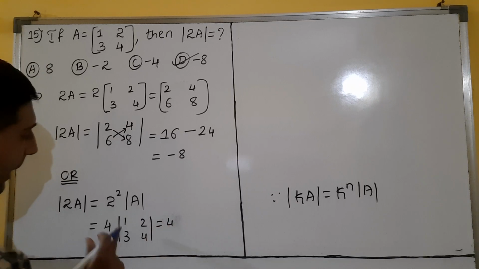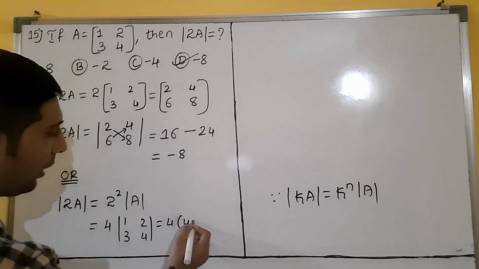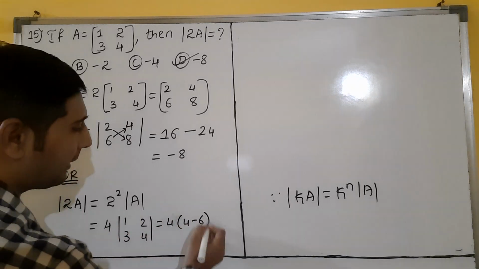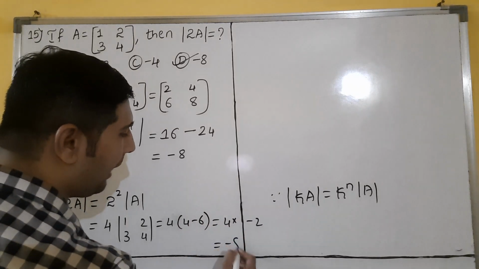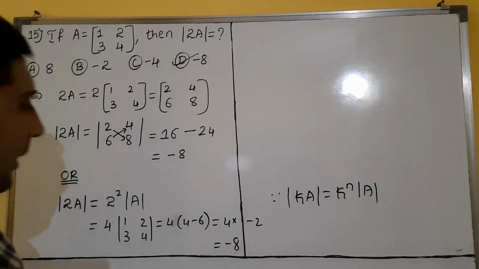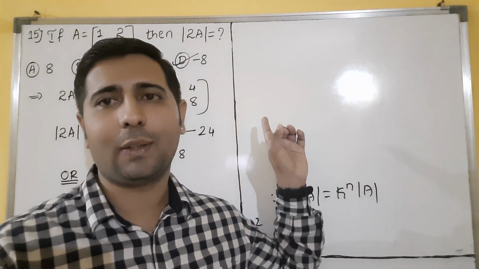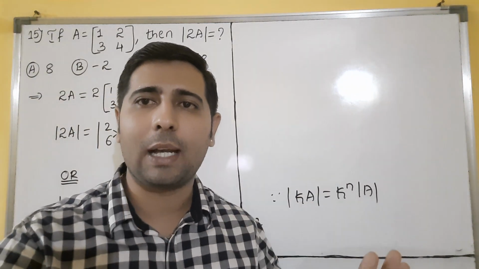So you can find determinant A. 1 into 4 is 4, 3 2s are 6. How much will you get? 4 into minus 2, again you will get minus 8. Understood or not? This is also giving the same answer. Which is convenient for you? You can choose.